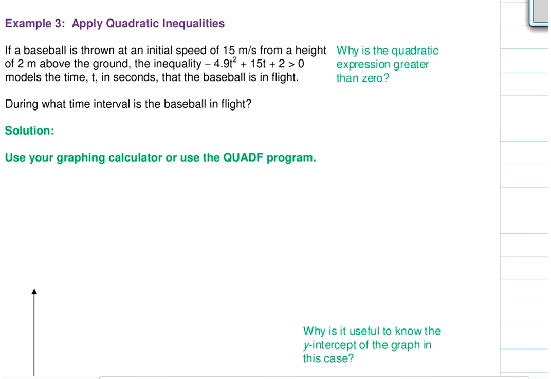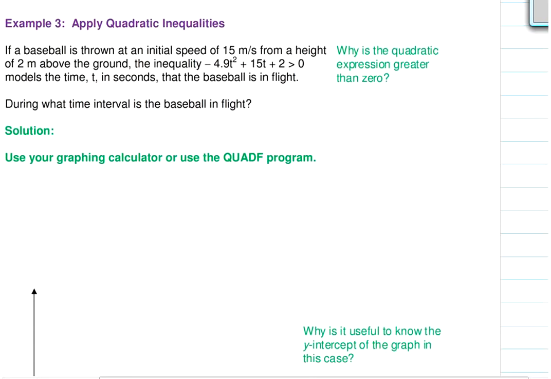All right, so let's take a look at example 3, which is our application problem. If a baseball is thrown at an initial speed of 15 meters per second from a height of 2 meters above the ground, the inequality negative 4.9 t squared plus 15t plus 2 greater than 0 models the time t in seconds that the baseball is in flight. Question is, during what time interval is the baseball in flight?